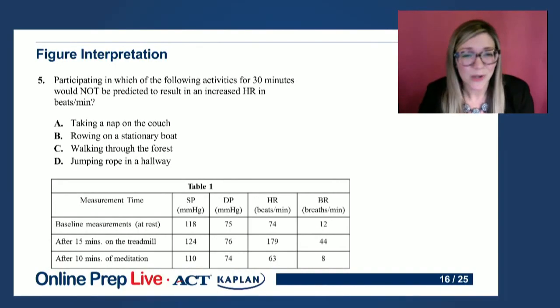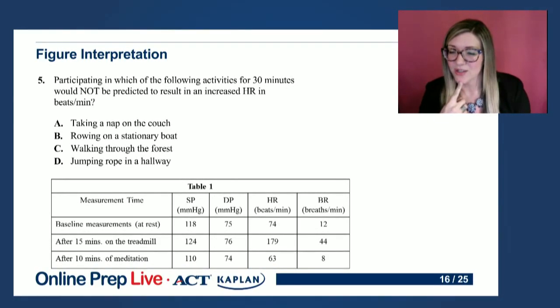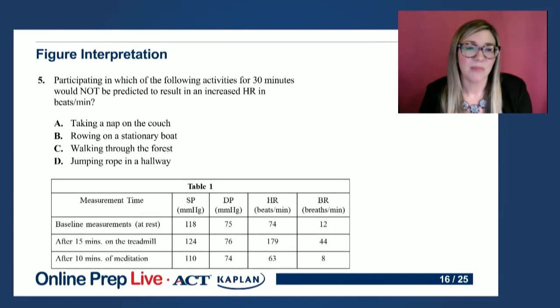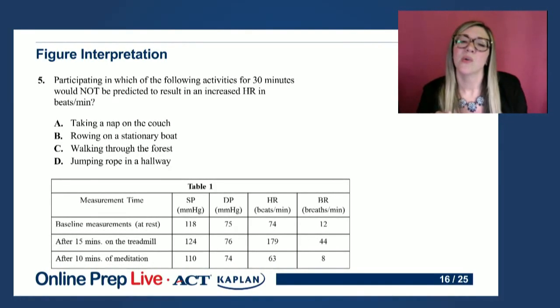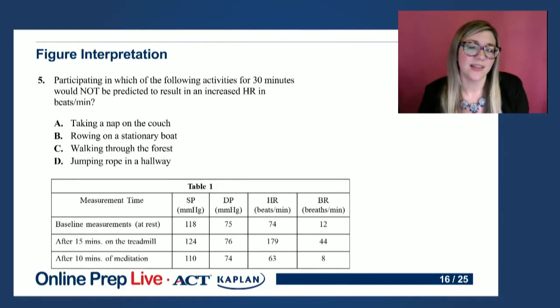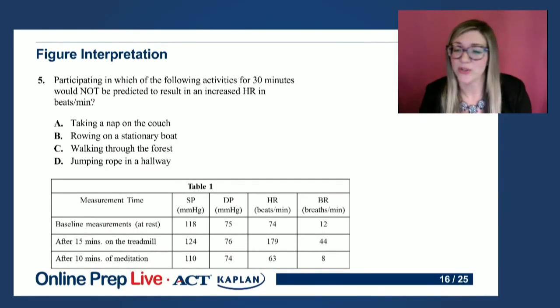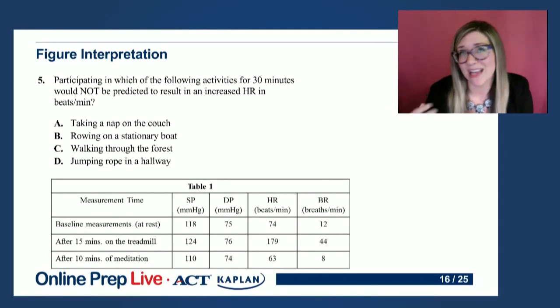All right, so participating in which of the following activities for 30 minutes would not be predicted to result in an increased heart rate in beats per minute? Let's ask ourselves, what are we looking for? We want to find something that, if we participated in it for an extended period of time, we would not see an increased heart rate. Well, if we look at our data, it showed us that being really active would increase our heart rate. So can we get an idea of what we're looking for before we ever look at our answer choices?